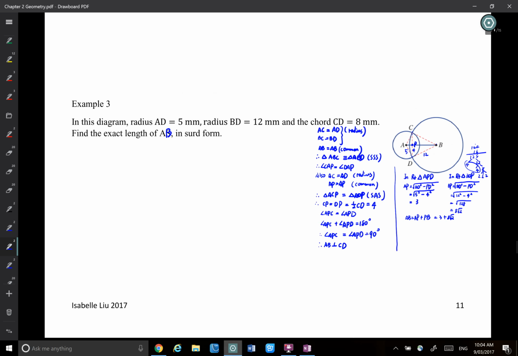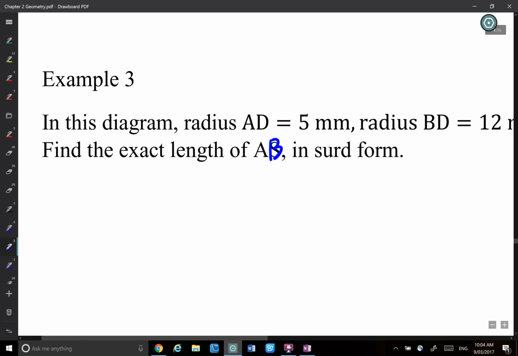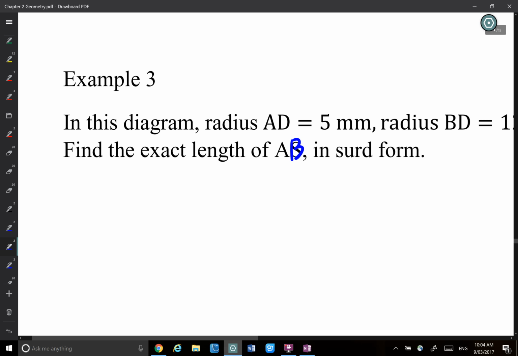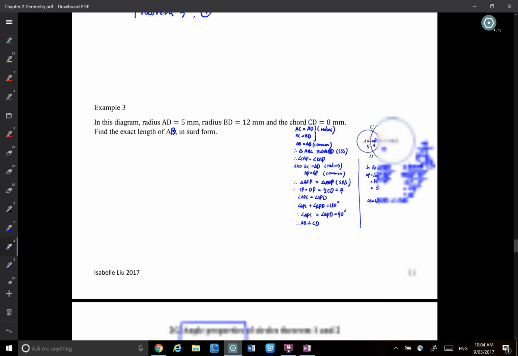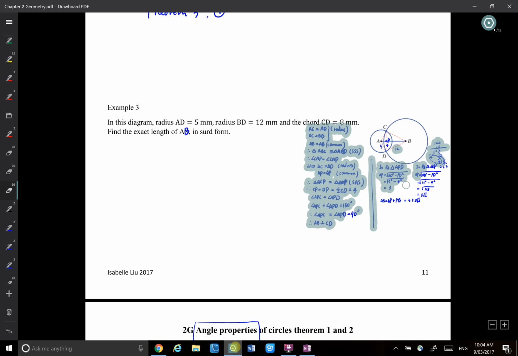Example number 3. Please change this S to B. Exact length of AS to exact length of AB. Change the length to AB. Okay, let's have a look at this question. This question is a really good one.